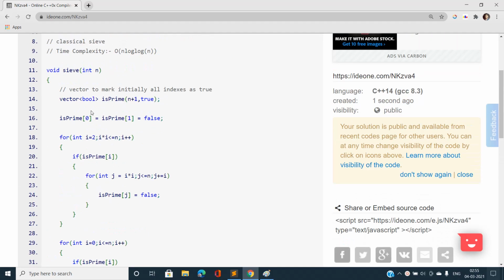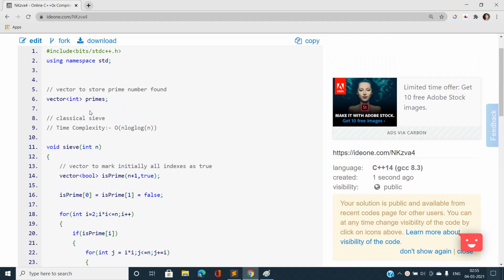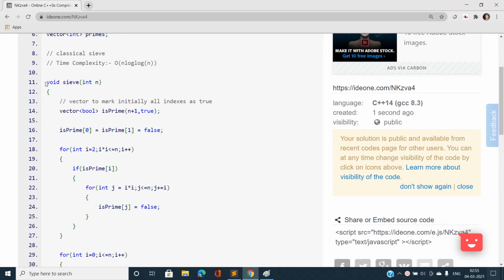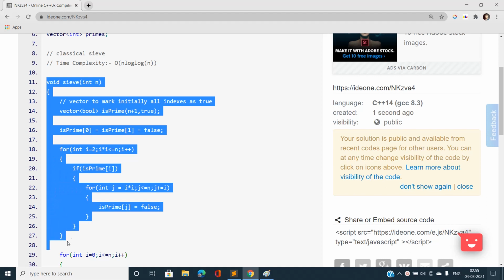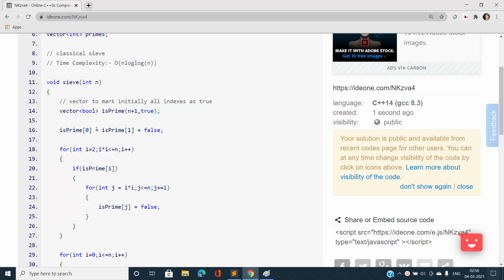I am going to share this code with you so that you can use it in your program directly. You can copy and paste this and you can use it. So let's move further in this part.